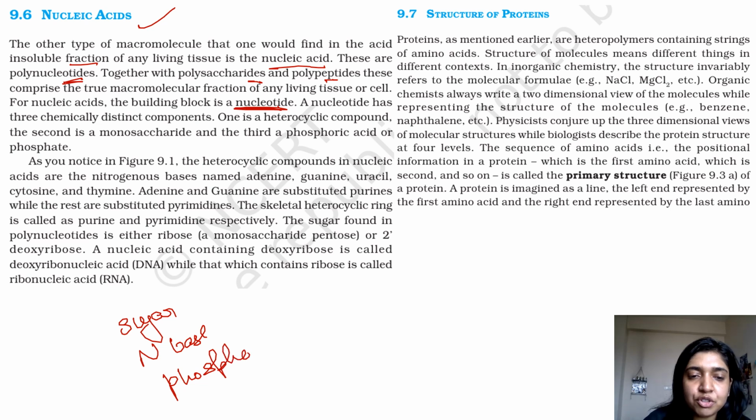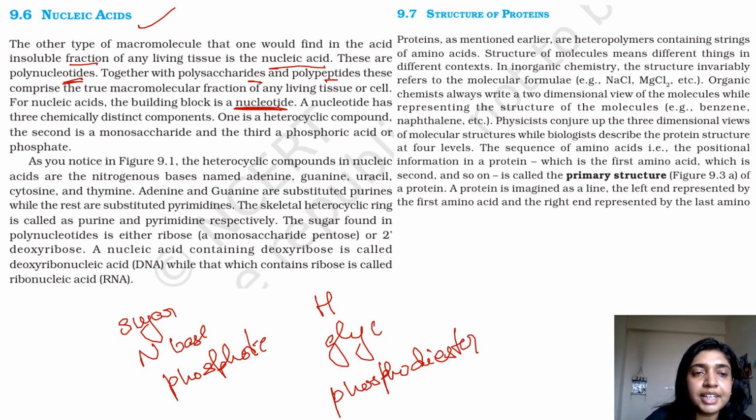And it has three types of bond: hydrogen bond, glycosidic bond, and phosphodiester bond. A nucleotide has three chemically distinct components. One is a heterocyclic compound, the second is a monosaccharide, and the third is a phosphoric acid. Heterocyclic compounds here mean nitrogenous bases. The heterocyclic compounds of nucleic acids are the nitrogenous bases named adenine, guanine, uracil, cytosine, and thymine.